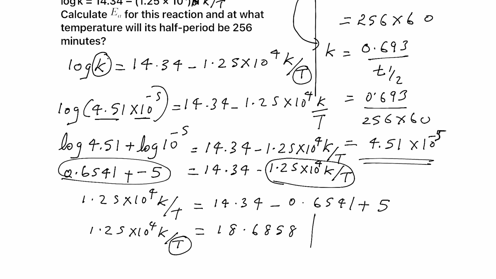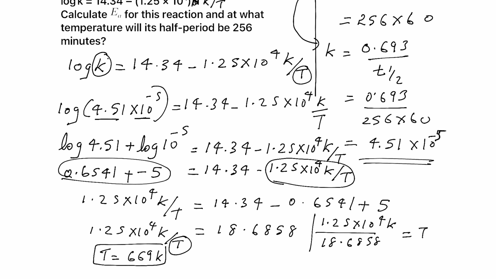What is our task? Finding temperature, right? So take temperature to the RHS and 18.6858 to the LHS. So what you will get? You will be getting 1.25 into 10 raised to 4 Kelvin by 18.6858 is equal to temperature, and temperature is what we are supposed to find. On calculating you will get temperature is equal to 669 Kelvin, approximately 669 Kelvin. Hope all of you understand.